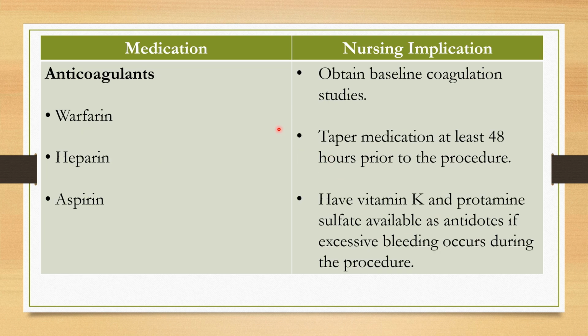Next medication is anticoagulants, which include warfarin or Coumadin, heparin, aspirin. The nursing implications are obtain baseline coagulation studies, taper the medication at least 48 hours prior to the procedure, have vitamin K and protamine sulfate available as antidotes if excessive bleeding occurs during the procedure.